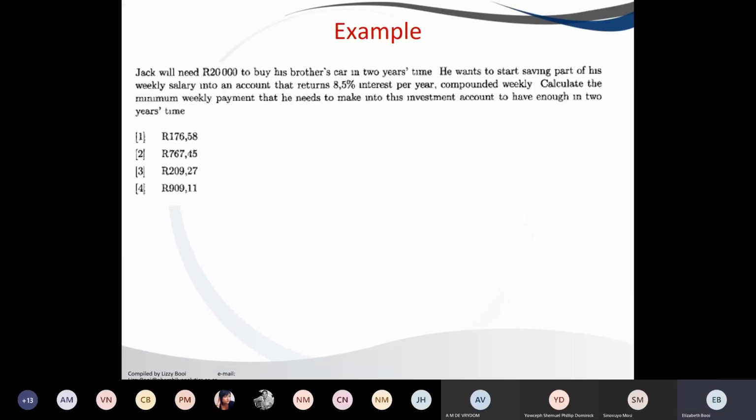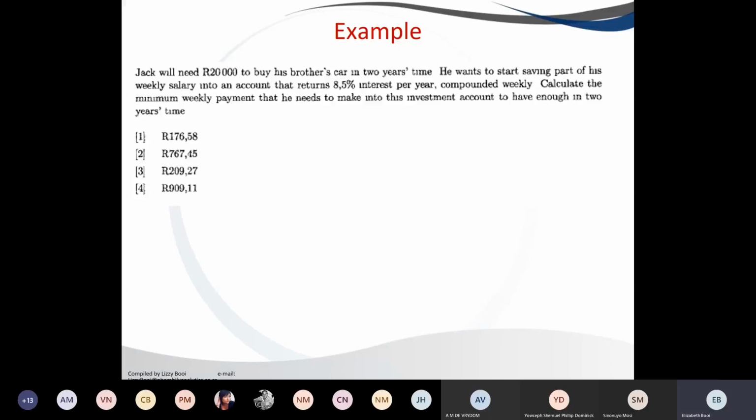Okay, let's look at an example. JP will need 20,000 to buy his brother's car in 2 years' time. So this car, not today, in 2 years' time, he will need 20,000. He wants to start saving part of his weekly salary into an account that returns 8.5% interest per year, compounded weekly. Calculate the minimum weekly payment that he needs to make into this investment account to have enough in 2 years' time.